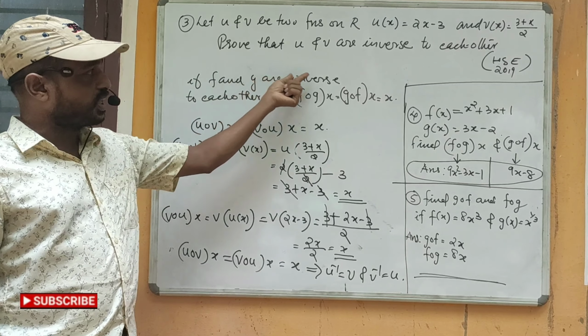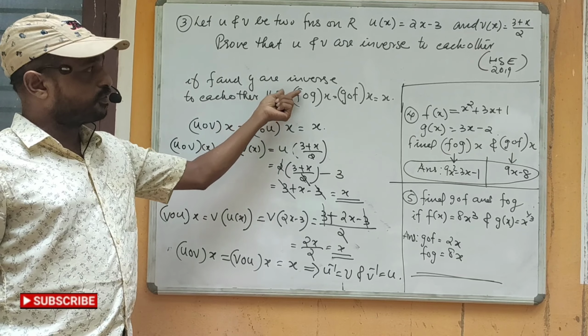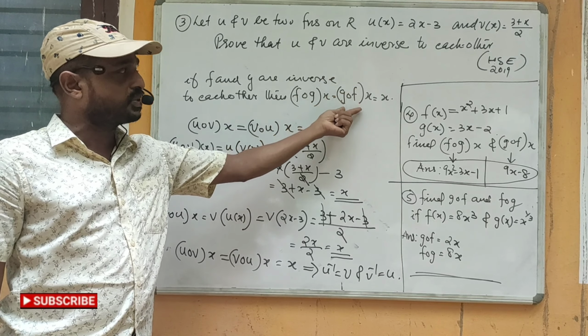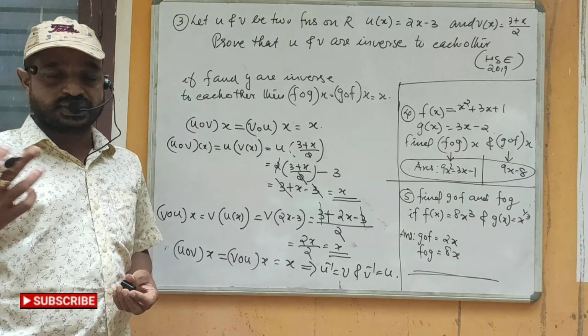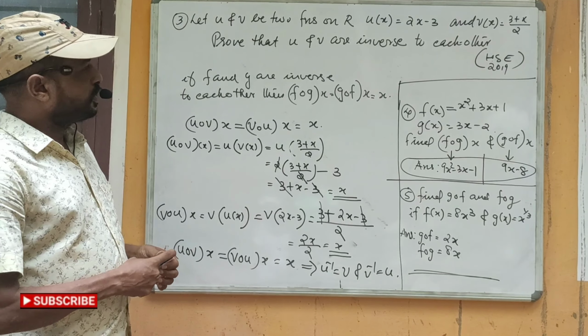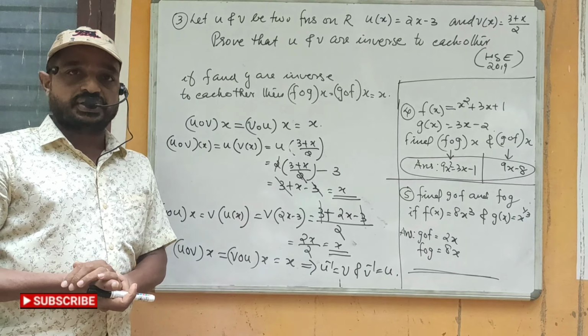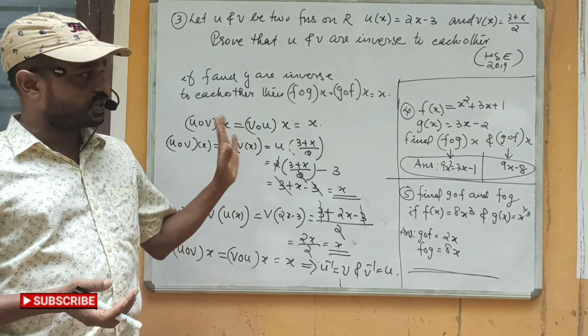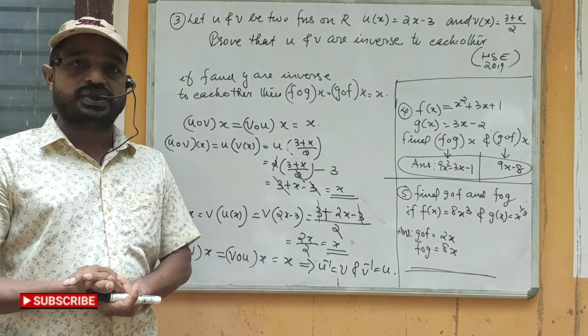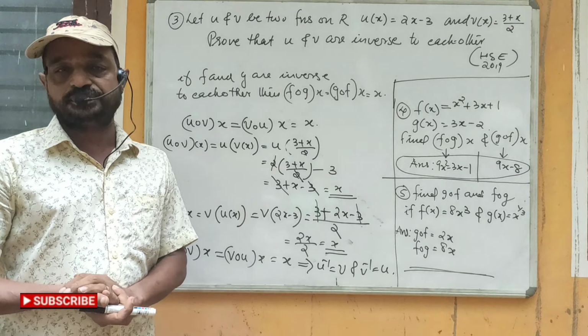So if f and g are inverse to each other, then f composition g of x is equal to g composition f of x is equal to x. See, now I think the concept of composition of functions is quite clear to you. And as I told you in the beginning, this composition of functions is very important as far as your exam point of view is considered.